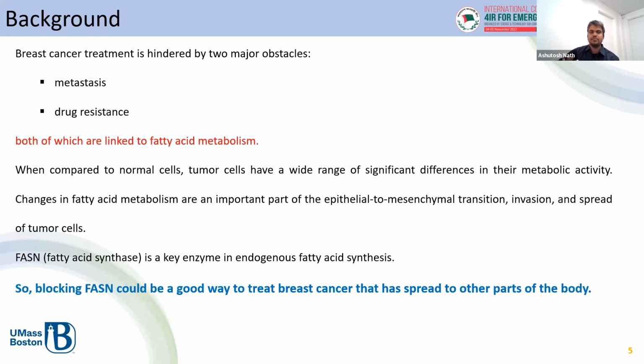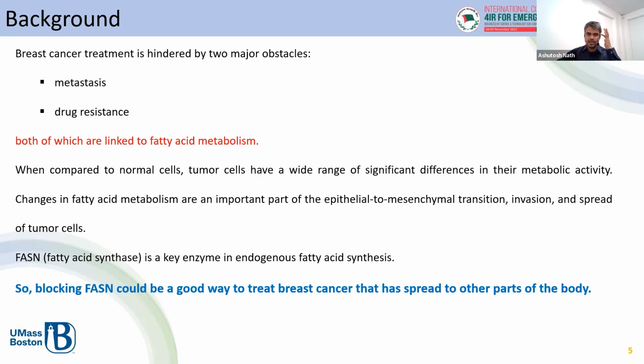For breast cancer treatment, researchers face two obstacles. The first is metastasis, and the second is drug resistance. Metastasis is an obstacle because some drugs do not work properly, and it happens when cancer cells start growing in another position in the body. Drug resistance means the drug does not work properly in our body. That's why drug resistance is a major obstacle for breast cancer treatment.